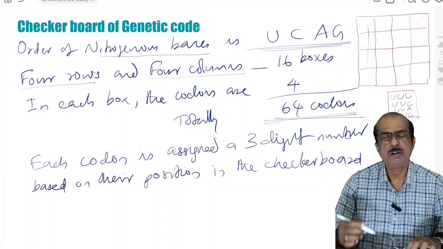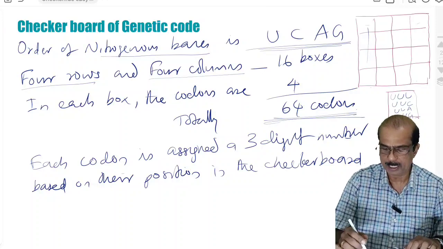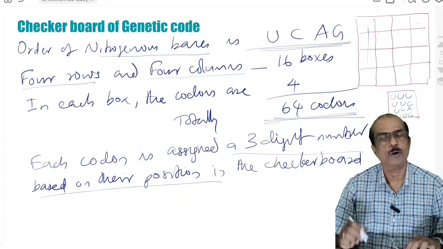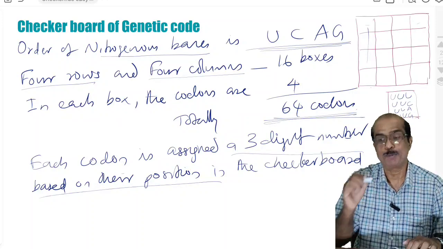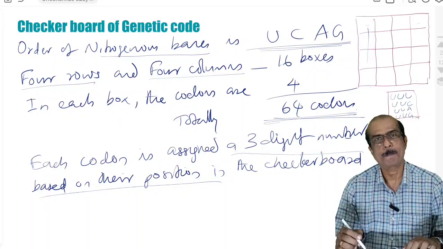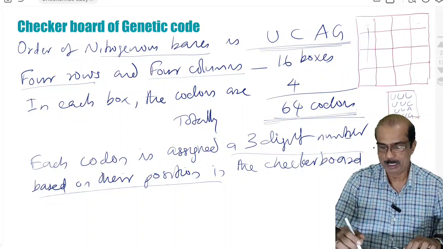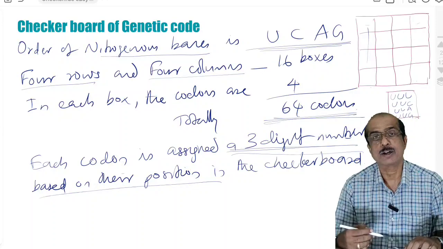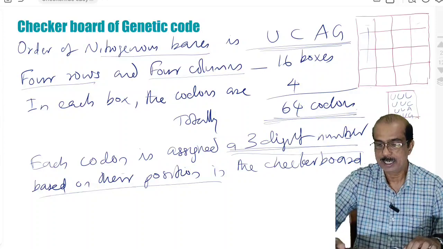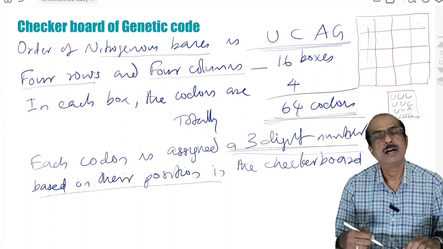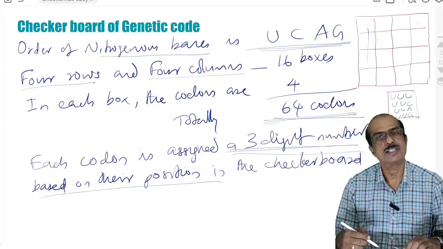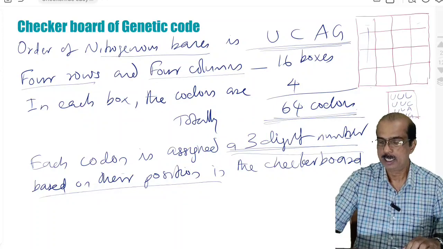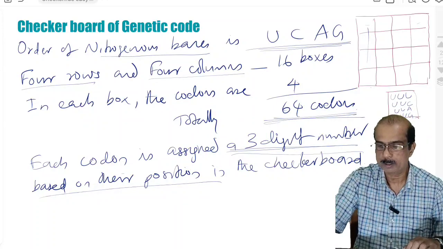Here, for our convenience, we are assigning a 3-digit number to each codon based on its relative position in the checkerboard. By analyzing the 3-digit number, we can decode the codon by visualizing the group where the amino acids are placed. This is our method. Let us take the columns one by one.